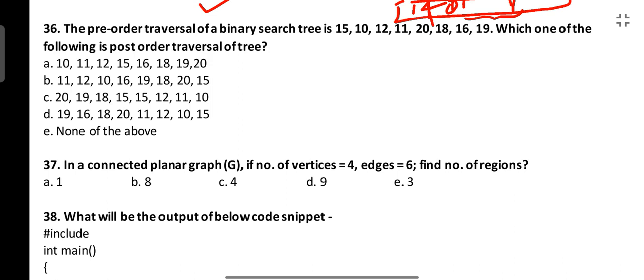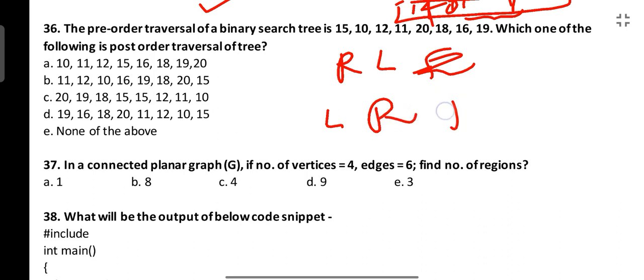Next is, the pre-order traversal of a binary search tree is given. Which one of the following is the post-order traversal? So in pre-order traversal, how do we travel? First we traverse root, then left, then right. And in post-order, left, then right, and then root. Okay, so we know first we have to travel root in pre-order.